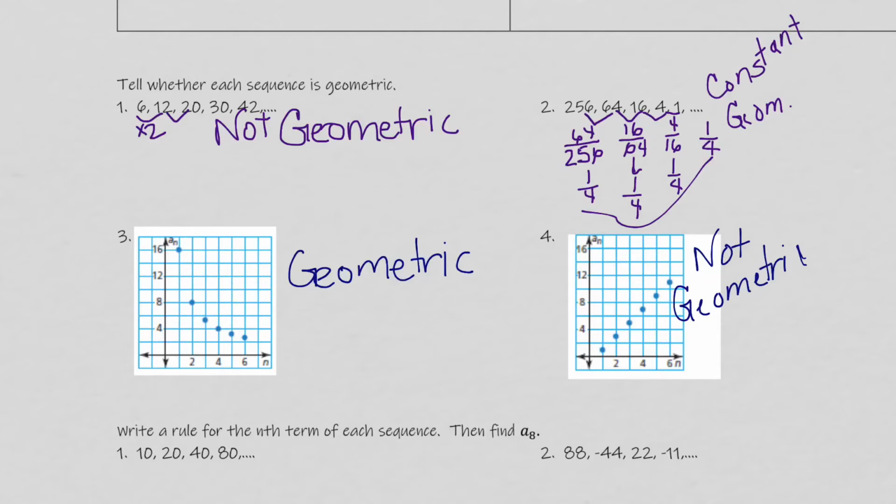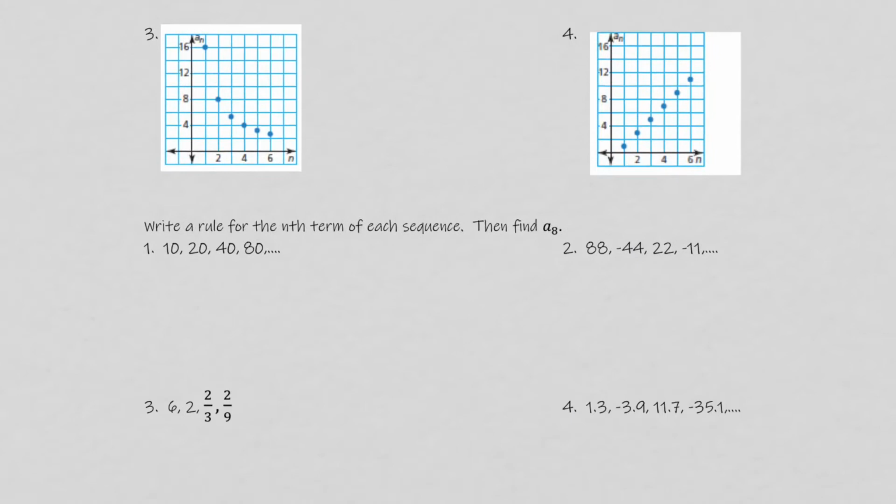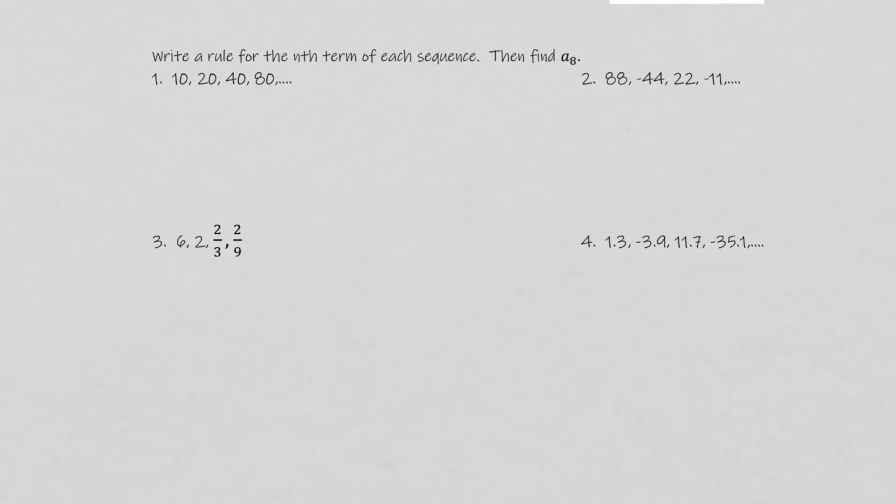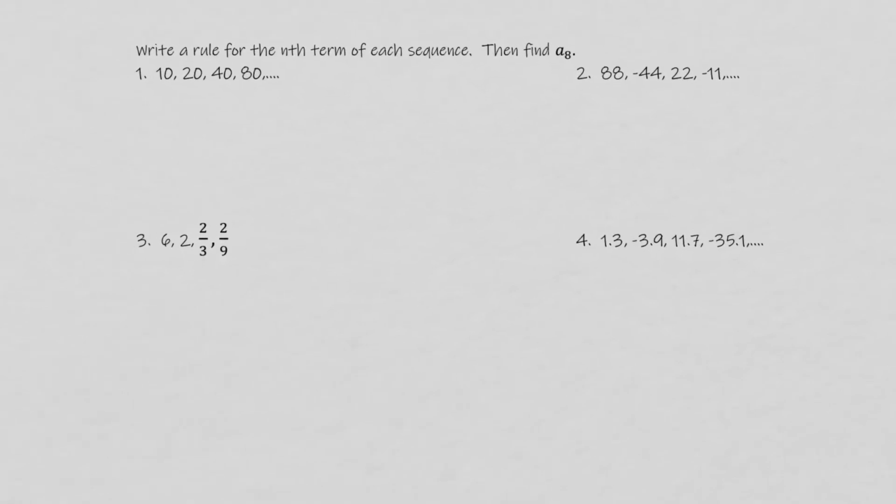All right, then let's get down to using that formula. On the last 4, we're going to write a rule for the nth term. So we're going to write the general rule for the sequence, and then we're going to find a sub 8. We're going to actually use that rule. The first thing I'm going to start by is asking, what's happening between my term values? So I got 10 to 20, 20 to 40, 40 to 80. Hopefully you noticed, hey, these are all being multiplied by 2. So what I have there is that my common ratio is 2.